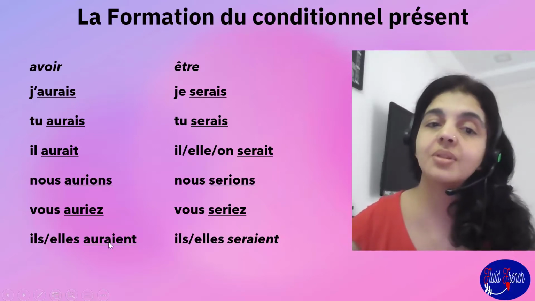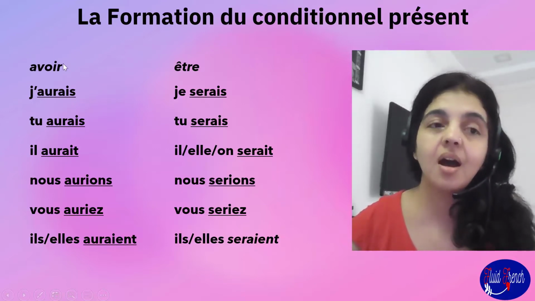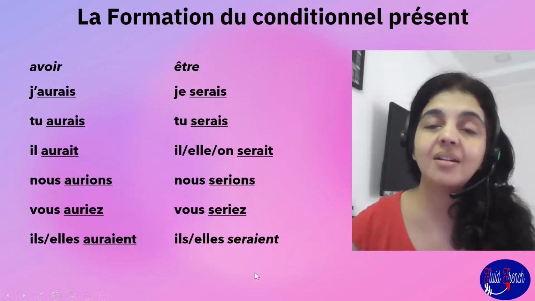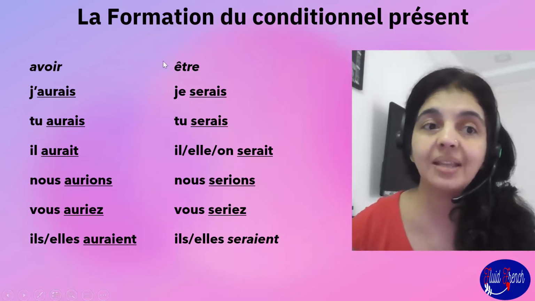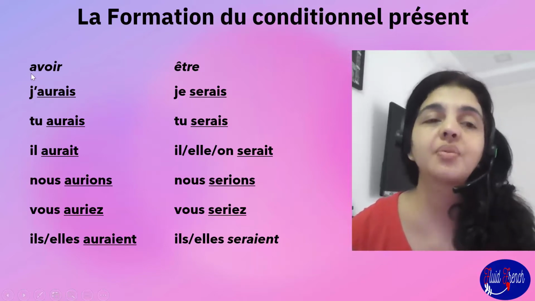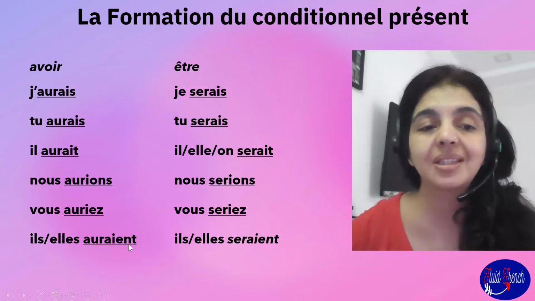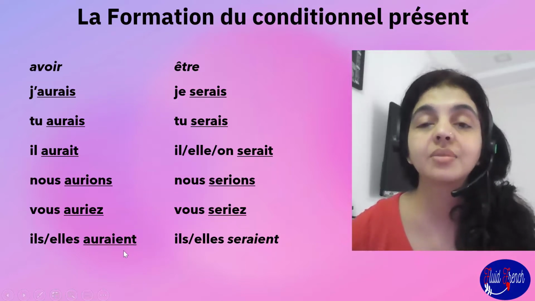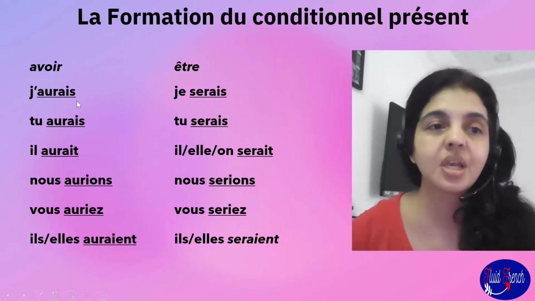Avoir still follows the same pattern, but as you can see, these are irregular verbs, avoir and être. So the terminaison still remains the same, but the stem is different. So I thought of putting them separately so that you have to learn them separately from the other verbs.